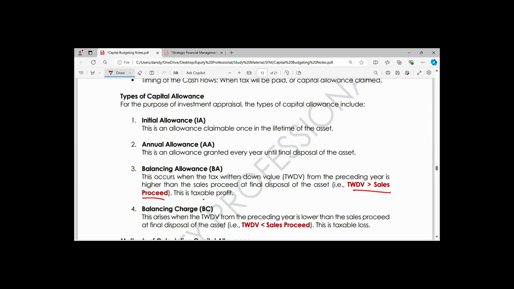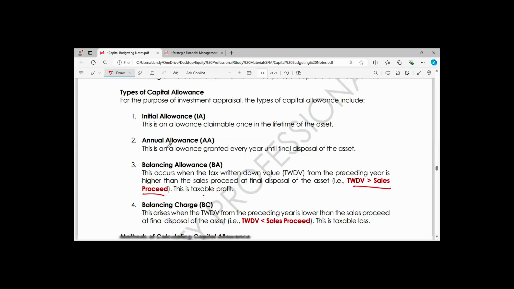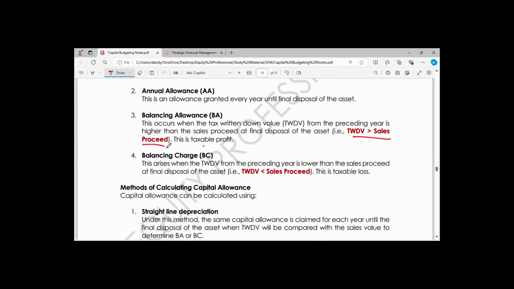Then balancing charge. Balancing charge is just the opposite of the balancing allowance. The balancing charge will occur when the tax written down value from the preceding year is less than the sales proceed. When this happens, it means that the company has earned additional gain or profit on the disposal of the assets. Therefore, the extra the company has earned will be taxed in the hand of the company. This is called taxable loss. Okay, so that is that.